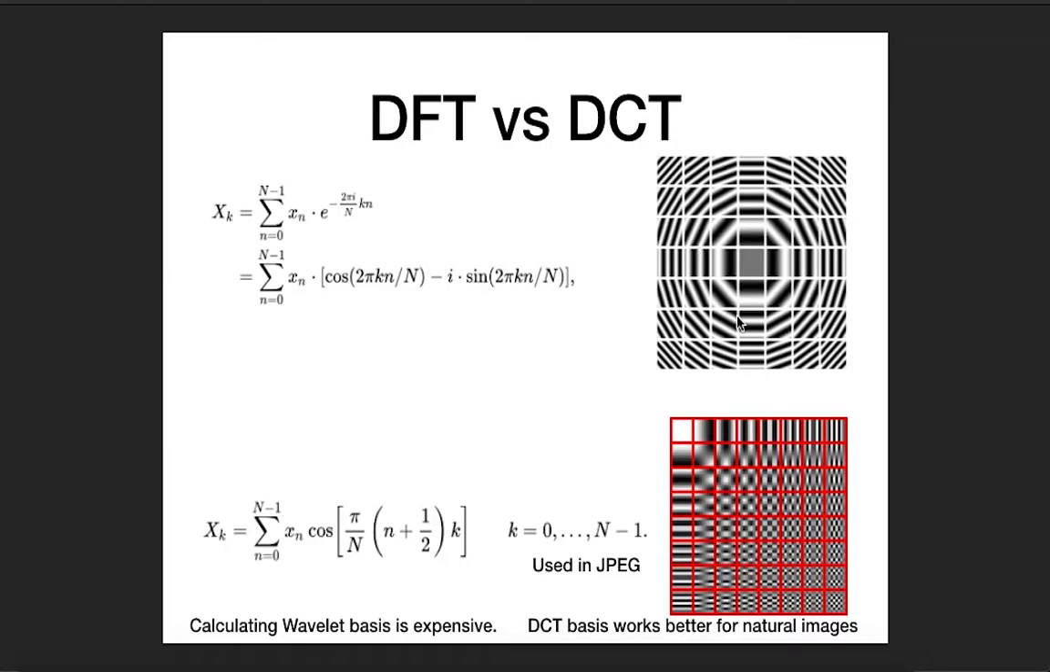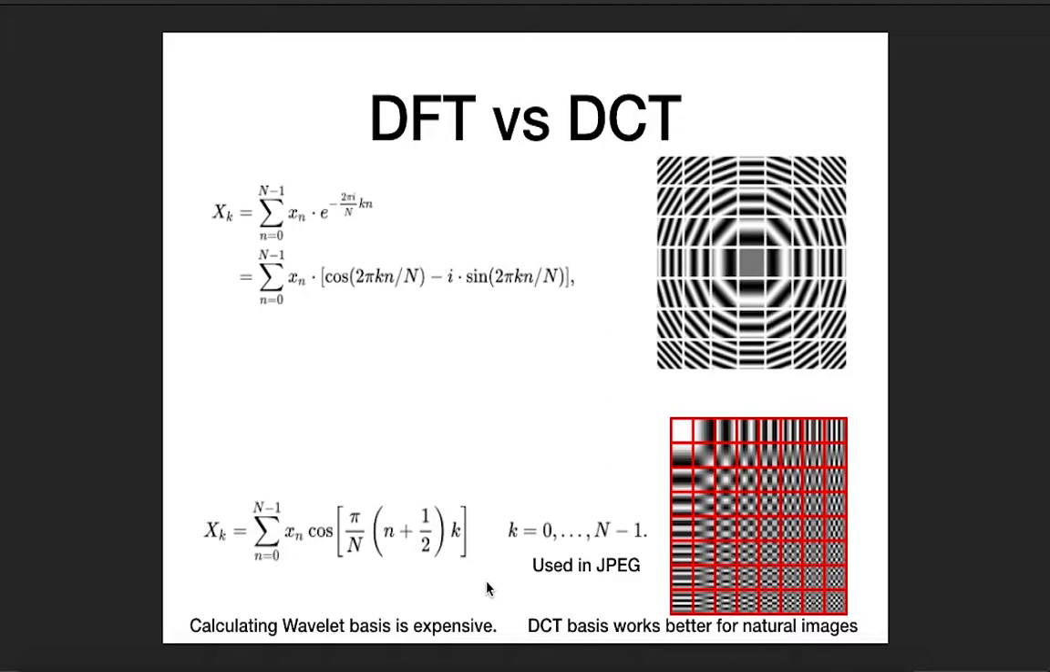So if you look at the patches, in DCT you don't have the slant patches that you see in DFT. You don't have them in DCT. So apparently it's good for natural images. Apparently DCT captures natural images better than DFT.